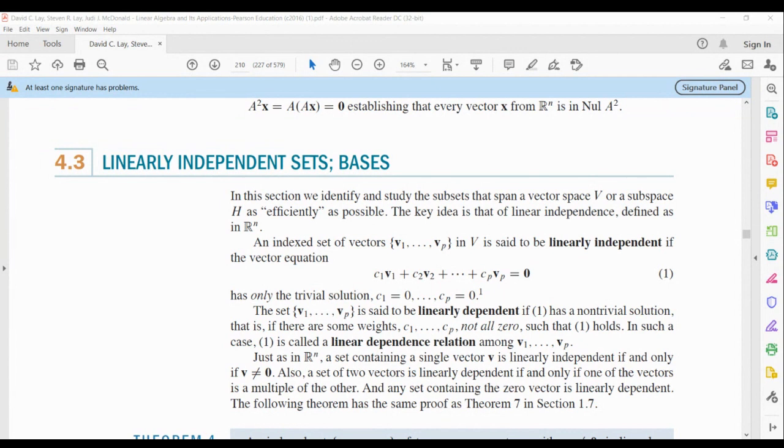All right, so we are recording, and we're going to talk right now about something called linearly independent sets or bases, which is an extremely important concept in linear algebra.